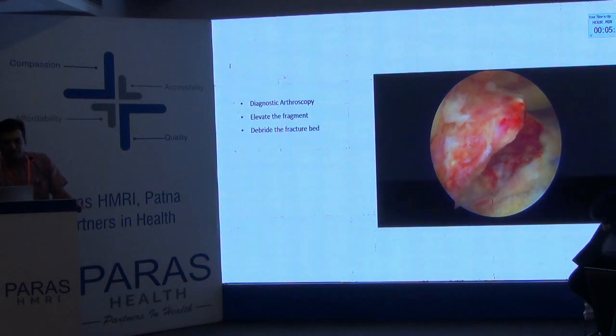So coming to the intra-op, diagnostic arthroscopy was performed. We elevated the fragment. Since it was a fresh injury, it's always better to debride, just remove the clot and remove the loose fragments. Otherwise, if it's an old injury, it's better to just freshen up the bed.